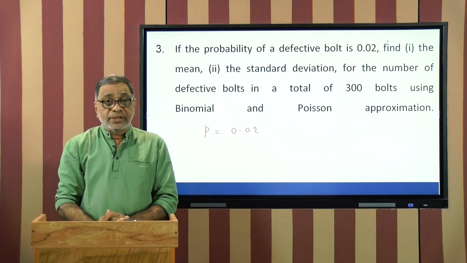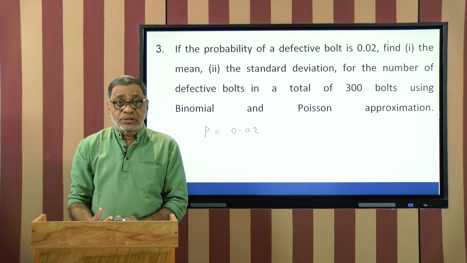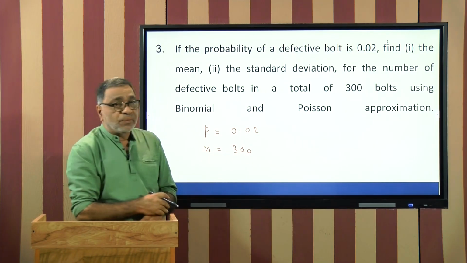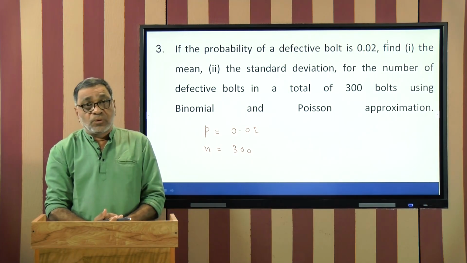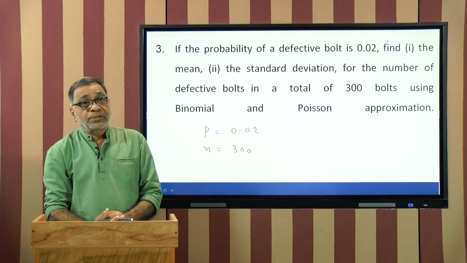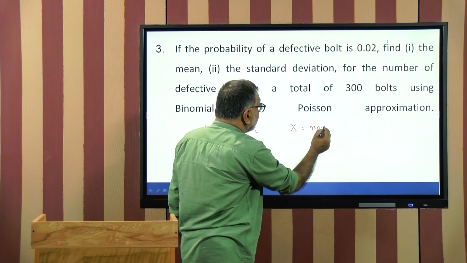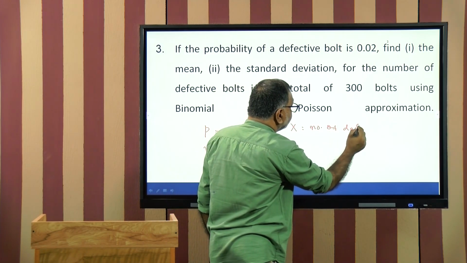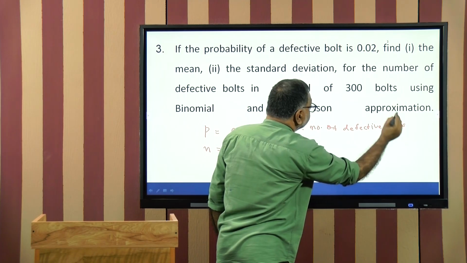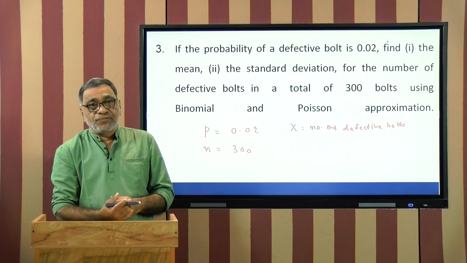For what type of experiment? You are manufacturing 300 bolts. So n is equal to 300. Out of these 300 bolts, you have to find the mean and standard deviation of the number of defective bolts. So let us define the random variable x as the number of defective bolts, or defective items.